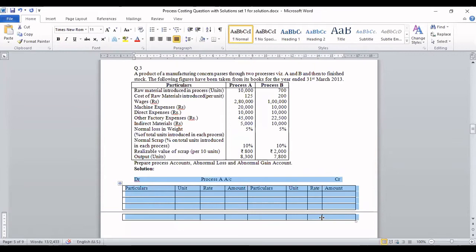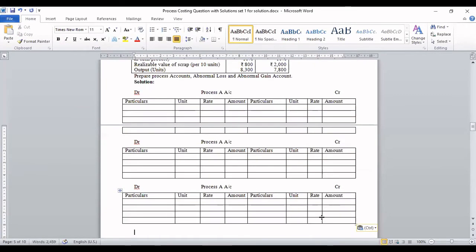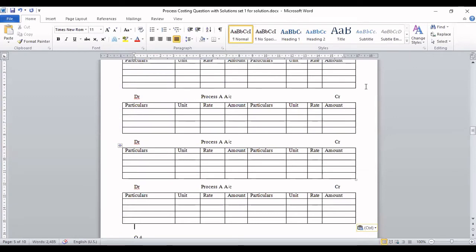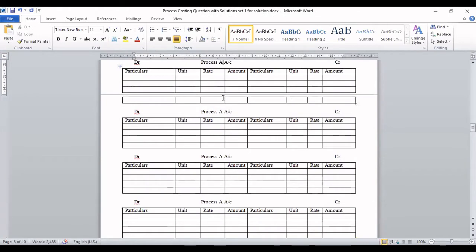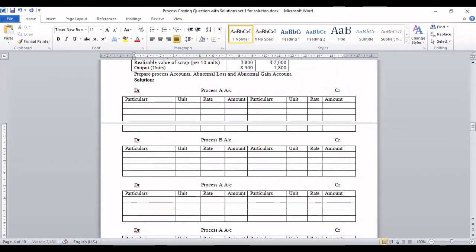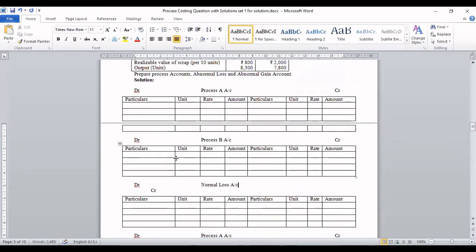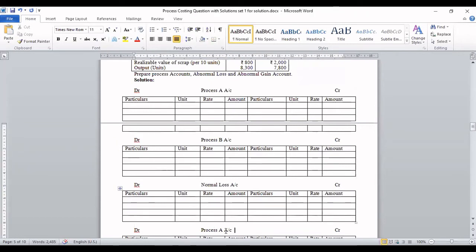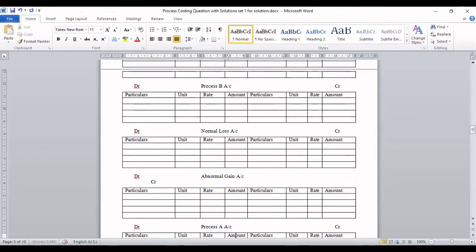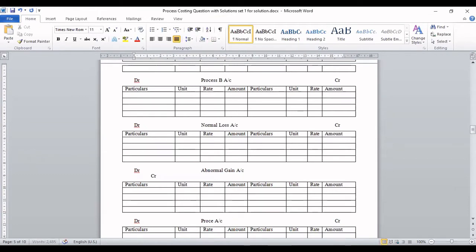So let us quickly prepare the process accounts. Just start giving the name for the process account. First is process A, the second is process B. Then we'll prepare the normal loss account. Then the abnormal loss account or abnormal gain account, whatever. There is no hard and fast rule for this. Abnormal gain account, and last one, abnormal loss account.